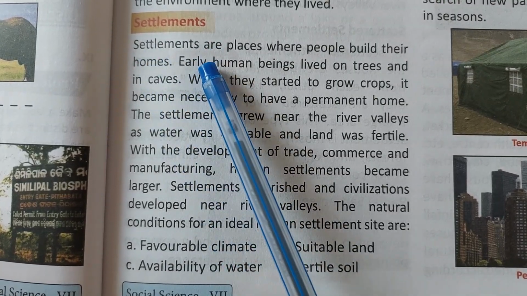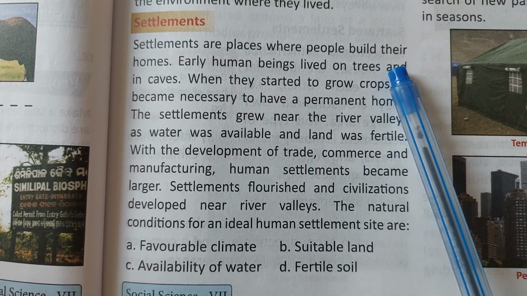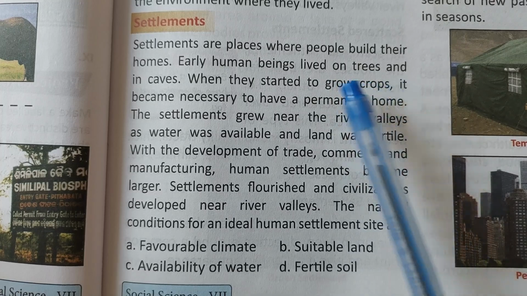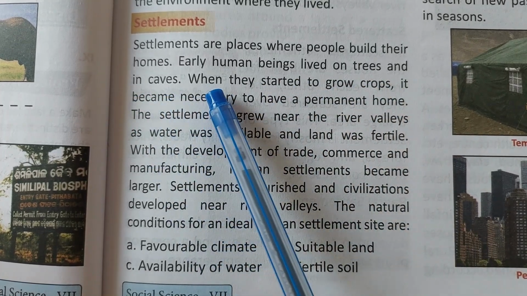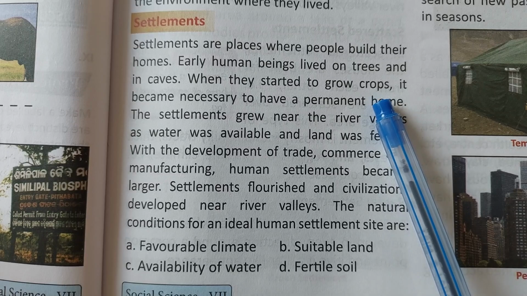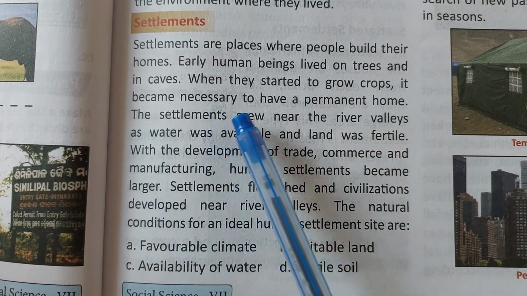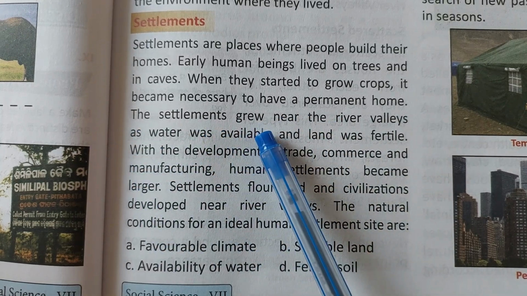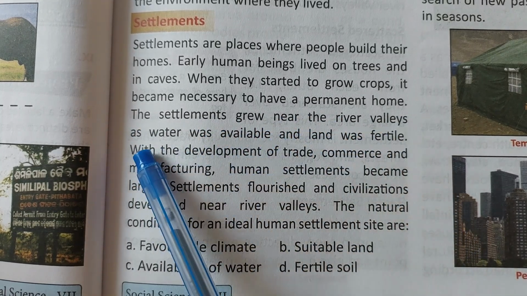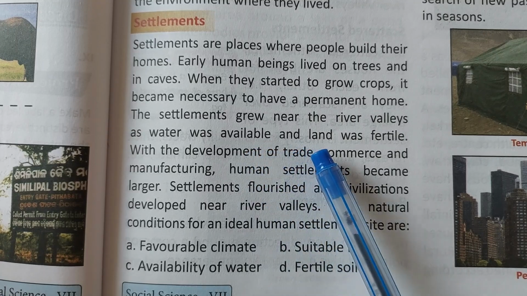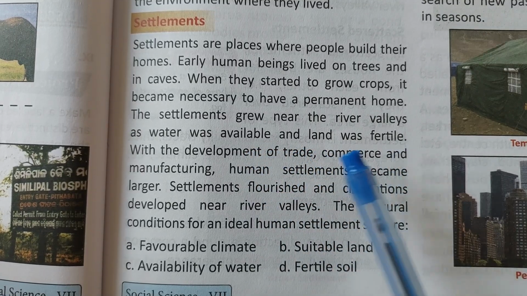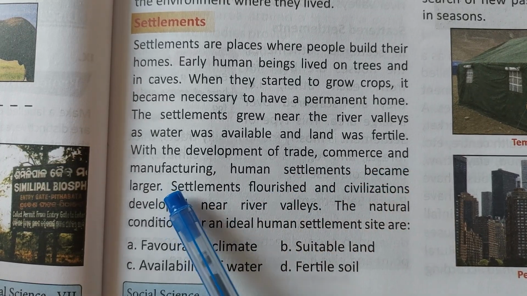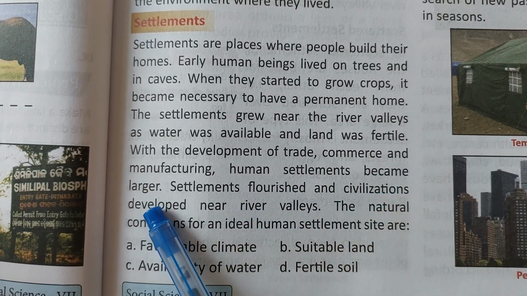Settlements. Settlements are places where people build their homes. Early human beings lived on trees and in caves. When they started to grow crops, it became necessary to have a permanent home. The settlements grew near the river valleys as water was available and land was fertile. With the development of trade, commerce, and manufacturing, human settlements became larger.